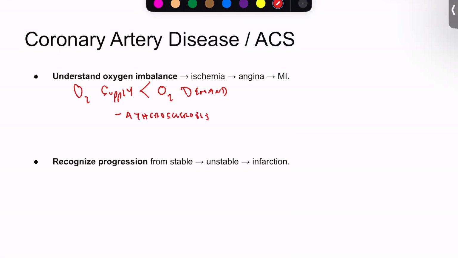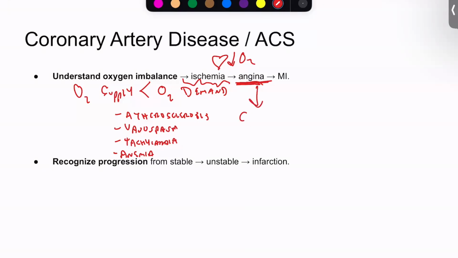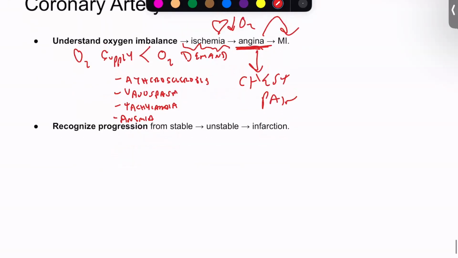So that could be for a number of different things. So think maybe atherosclerosis, leading to fat buildup in your arteries. Could be the vasospasm. So remember, that's our extreme vasoconstriction. Could be maybe tachycardia could cause it. Different anemias could cause it. And so because we have this oxygen imbalance, that leads to ischemia, which is where a part of our heart is not getting enough oxygen. So because of that, we have a pain signal known as angina. So chest pain, and that chest pain can be indicative that we are about to be led into an MI, or myocardial infarction.